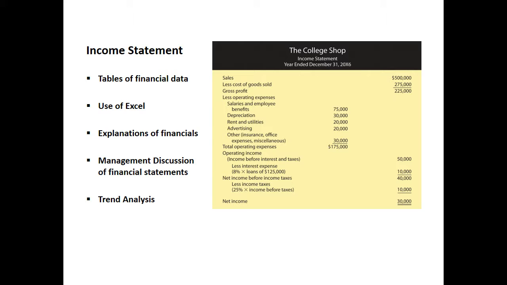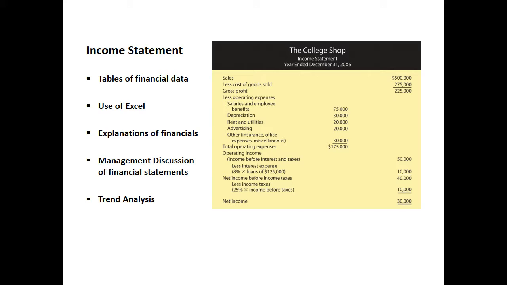Once you have done all the calculations, whether it be ratios or a trend analysis, you have to be able to explain the financials for your company. One of your best friends will be the management discussion section of the 10K that goes with your financial statements. So you definitely want to look at that, because it will give you most of the information that you're going to need.